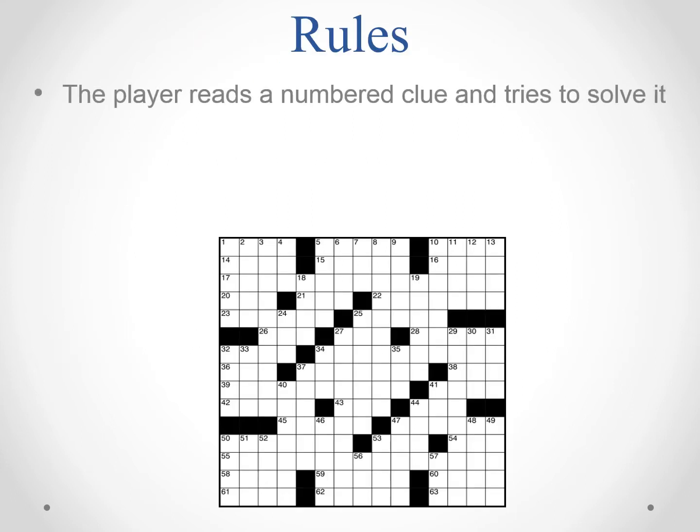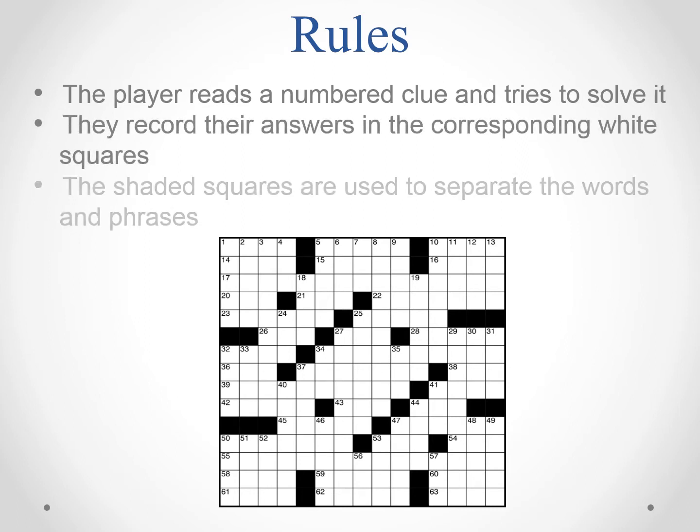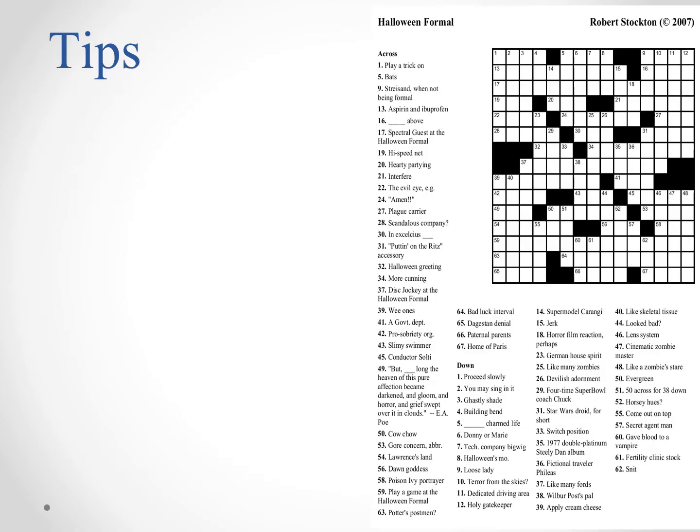So these are the rules. The player reads a numbered clue and tries to solve it. They record their answers in the corresponding white squares. The shaded squares are used to separate the words and phrases. Let's begin with the tips for solving.